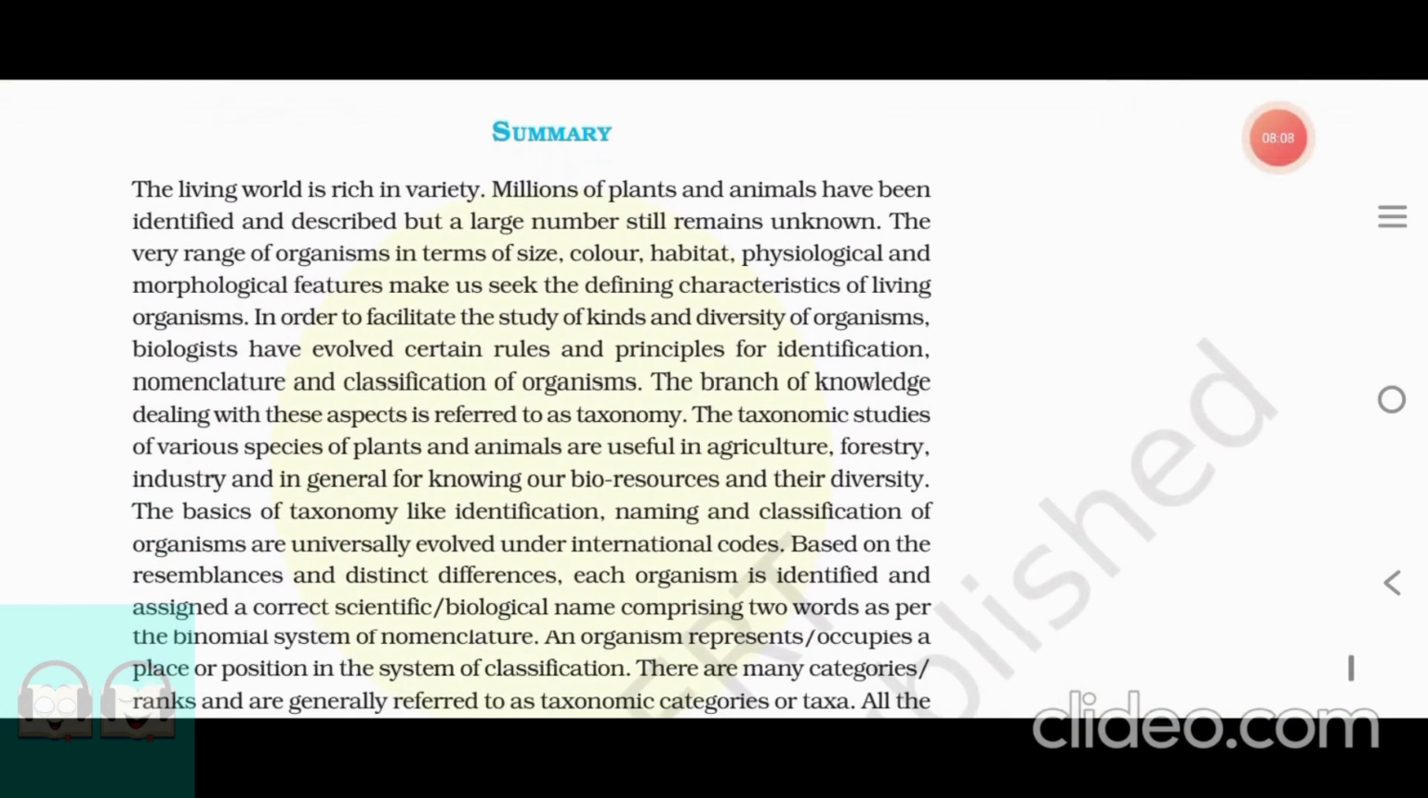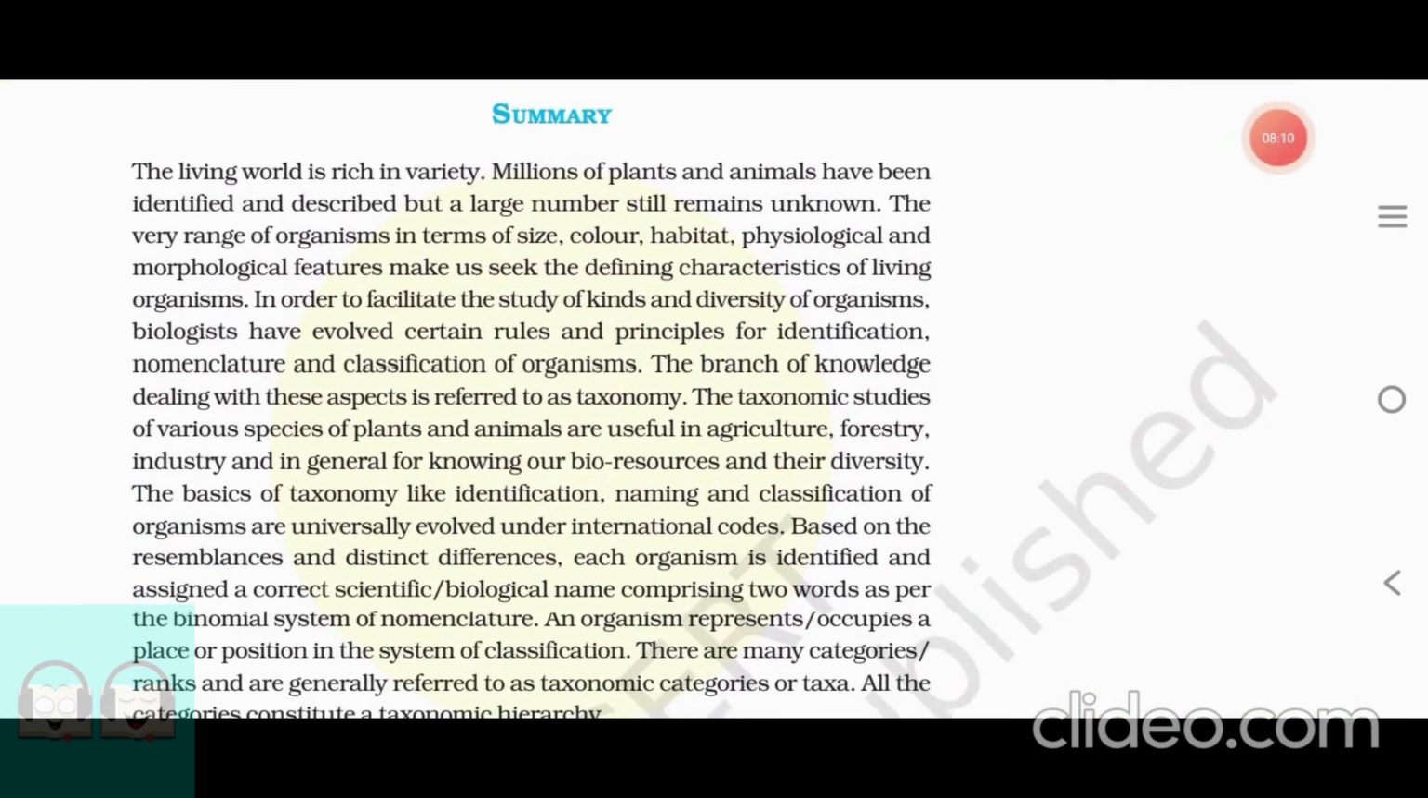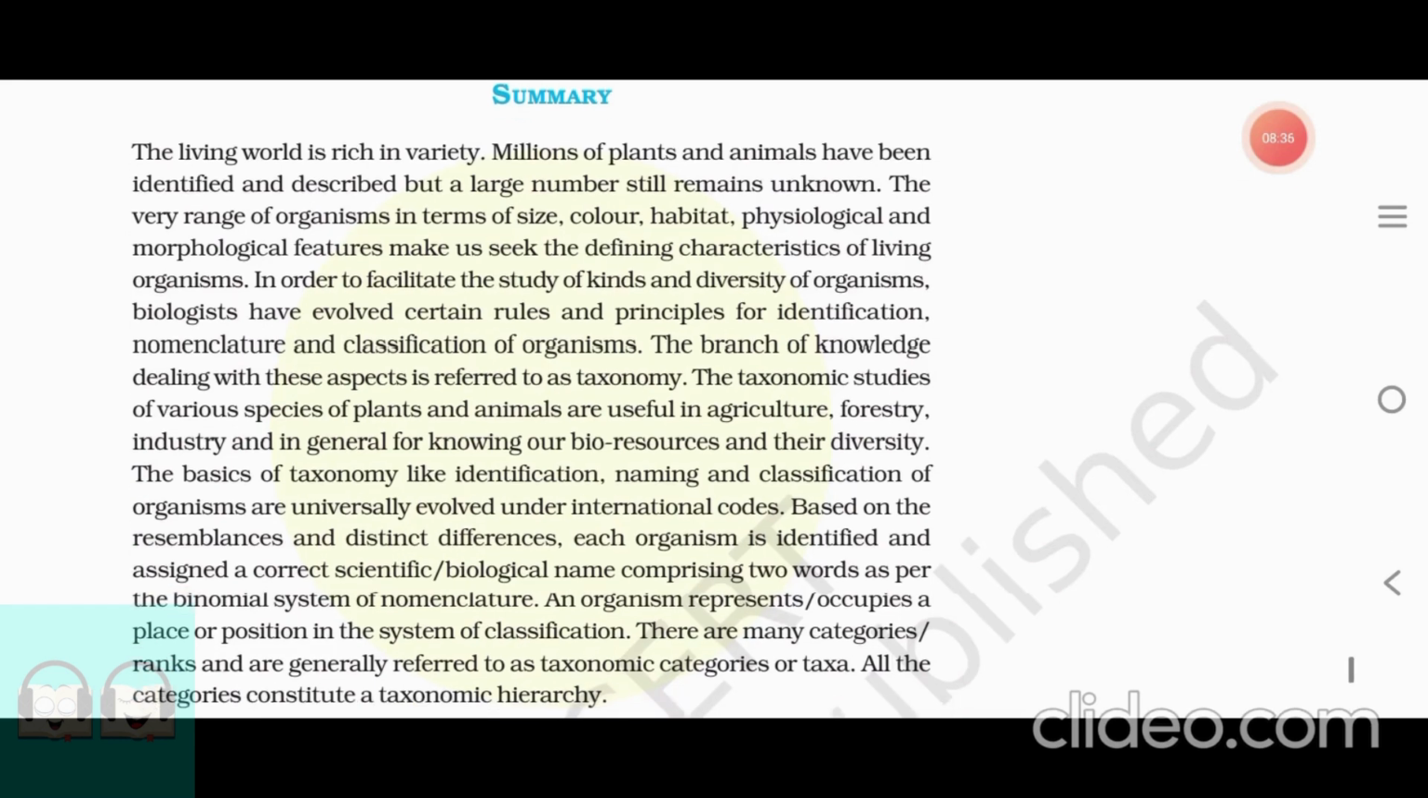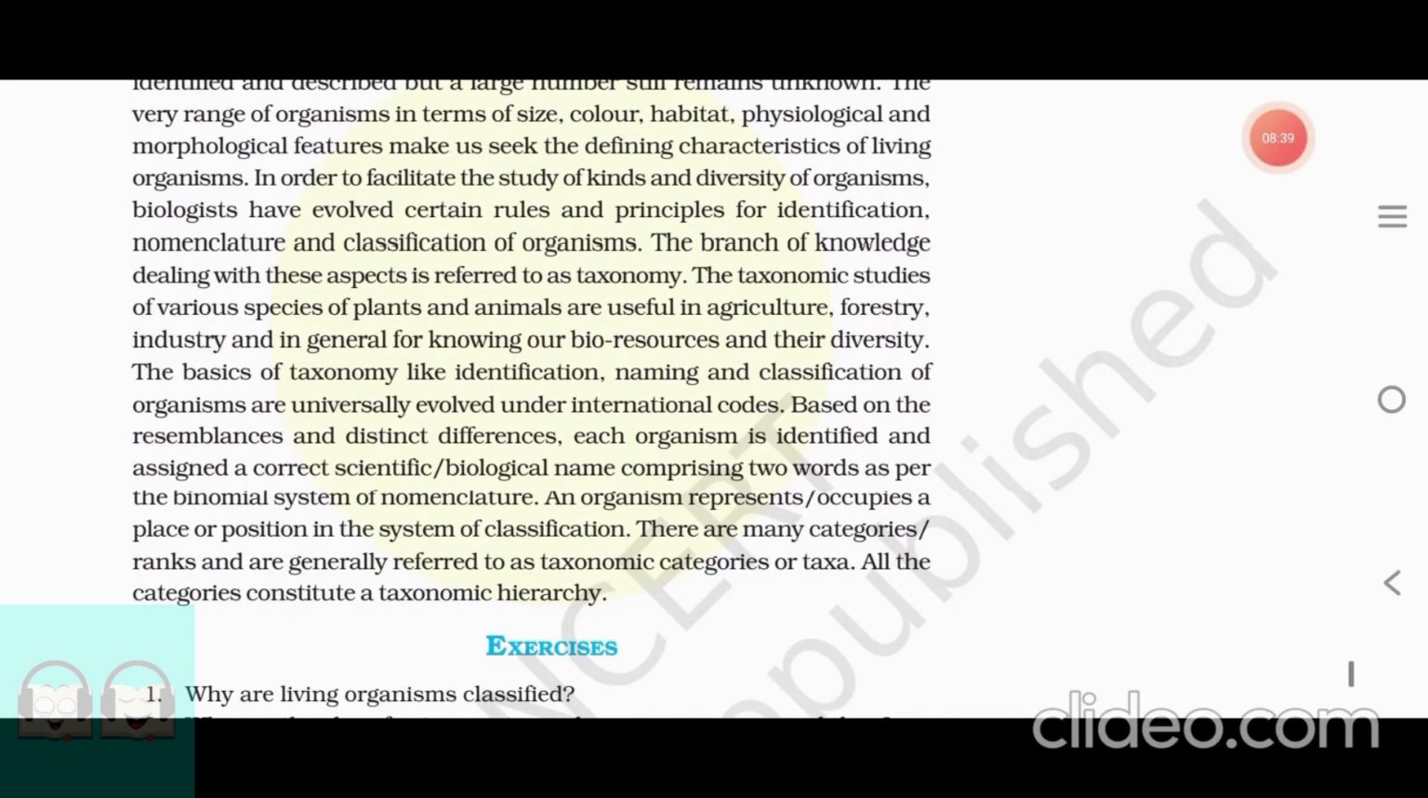Summary. The living world is rich in variety. Millions of plants and animals have been identified and described, but a large number still remains unknown. The very range of organisms in terms of size, color, habitat, physiological and morphological features make us seek the defining characteristics of living organisms. In order to facilitate the study of kinds and diversity of organisms, biologists have evolved certain rules and principles for identification, nomenclature, and classification. The branch of knowledge dealing with these aspects is referred to as taxonomy.